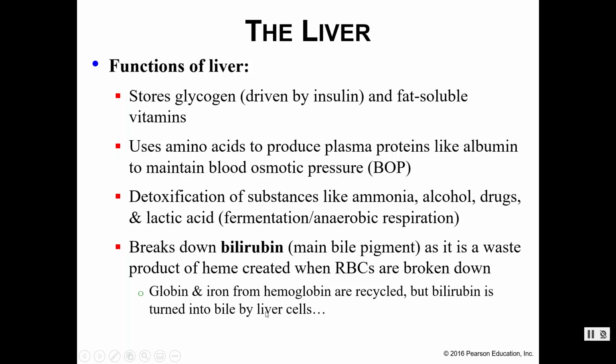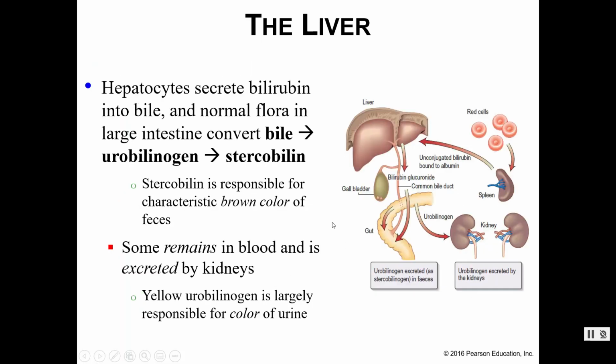we're going to turn that into bile by the liver cells. And we can do all kinds of stuff with it. The hepatocytes that are secreting the bilirubin into the bile, we're going to work with the bacteria in the large intestines. The bile gets turned into something called urobilinogen. Urobilinogen gets turned into stercobilinogen. Stercobilinogen is brown, which is why your feces are brown.